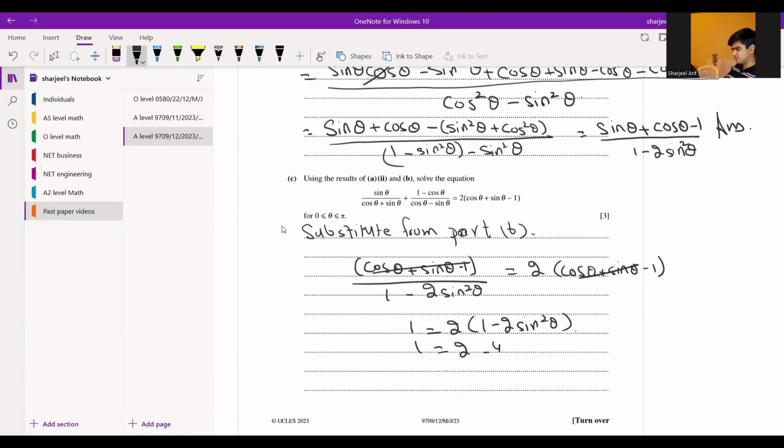So this will become 1 equals 2 into 1 minus 2 sine square theta. We will simplify to get 2 minus 4 sine square theta. This will become minus 1 equals minus 4 sine square theta. Cancel these two to get 1 by 4 equals sine square theta. And sine theta will be equal to the square root of 1 by 4, plus minus. So the two values will be plus minus 1 by 2.